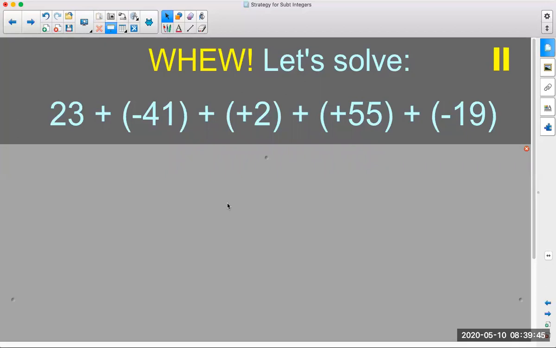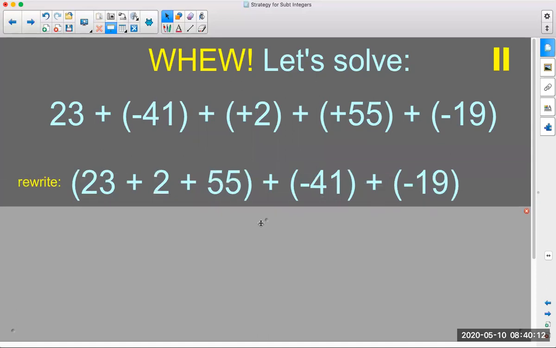It's not the only way, but this is just how I would prefer to solve it if it were up to me. I'm going to use the commutative property of addition, which means that I can add in any order I want. I can rearrange the addends and put certain things together on one side. So here's how I would do it. I would group all of the positives together and group all of the negatives together.